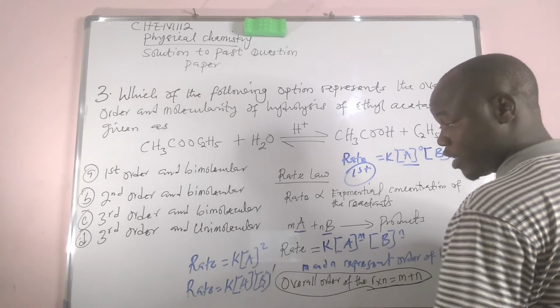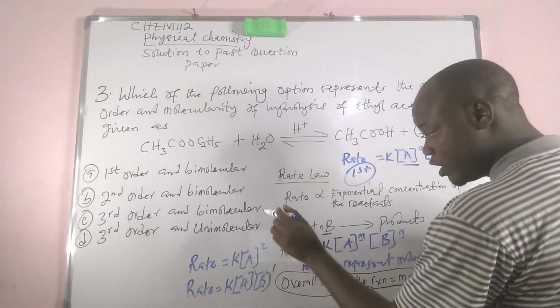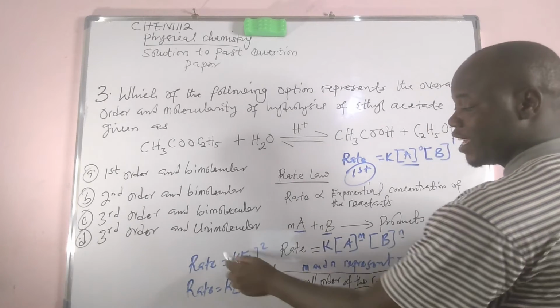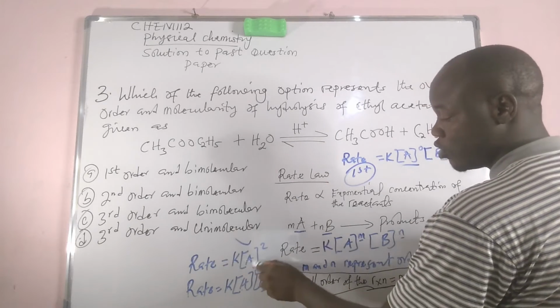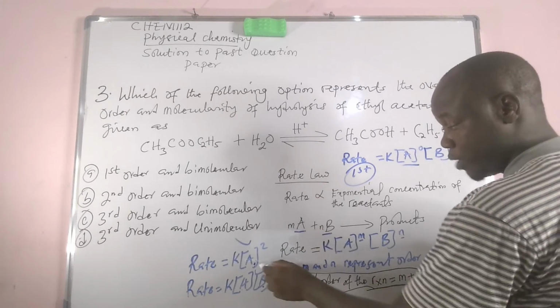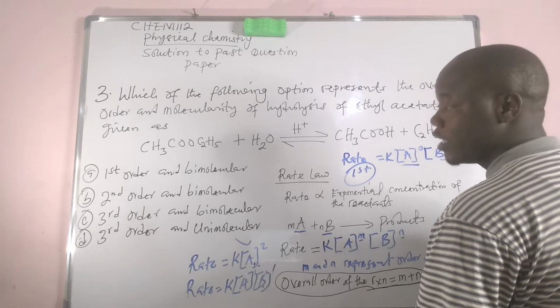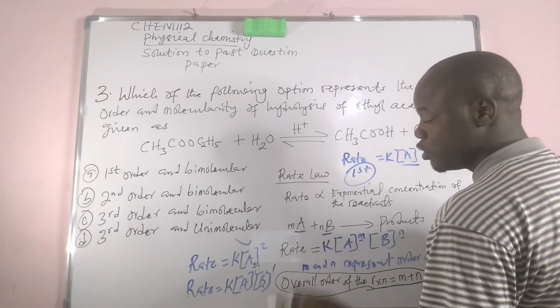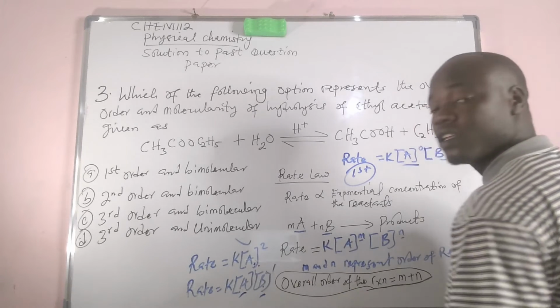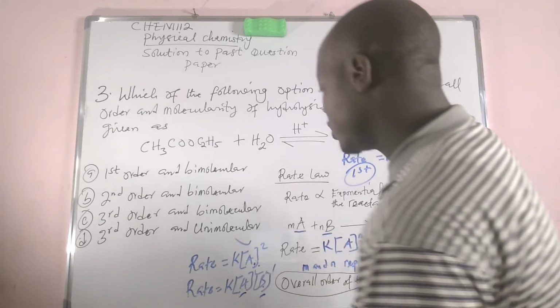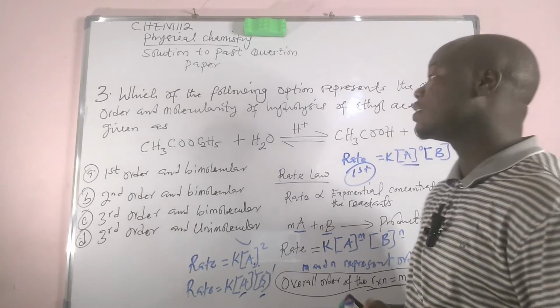But this one is a second order reaction with respect to only A, indicating that the rate of the reaction depends on the concentration of A. But in the case of this, it is overall second order, indicating that the rate of the reaction depends on the concentration of A and B. So this is how to express order of reaction.